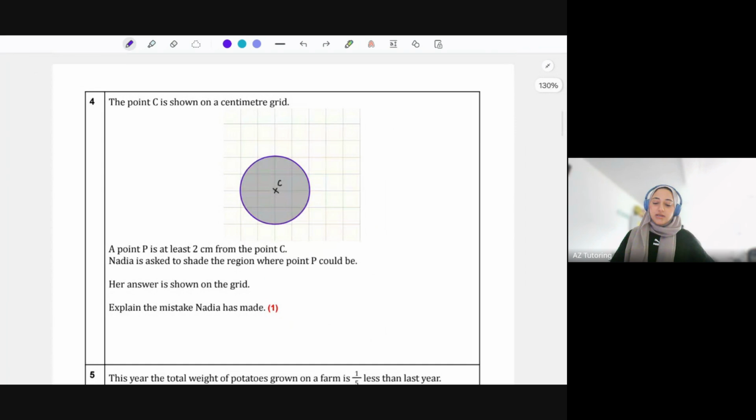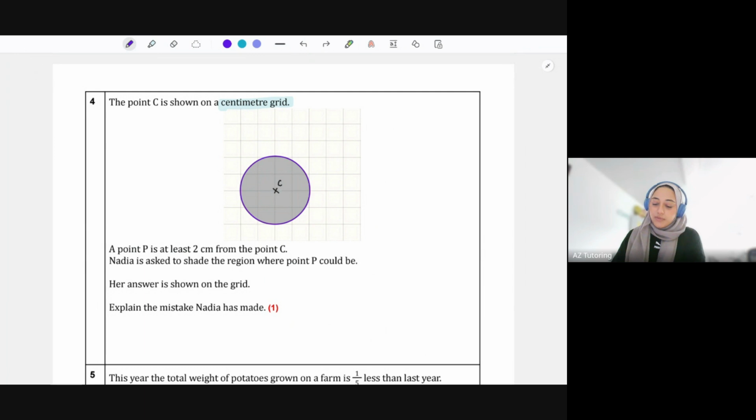It says point C is shown on a centimeter grid. By centimeter grid, what they mean is that each one of these blocks is 1 centimeter, so it's 1 centimeter squared, basically. That's what it means by centimeter grid. It says point P is at least 2 centimeters from point C. So here's point C.